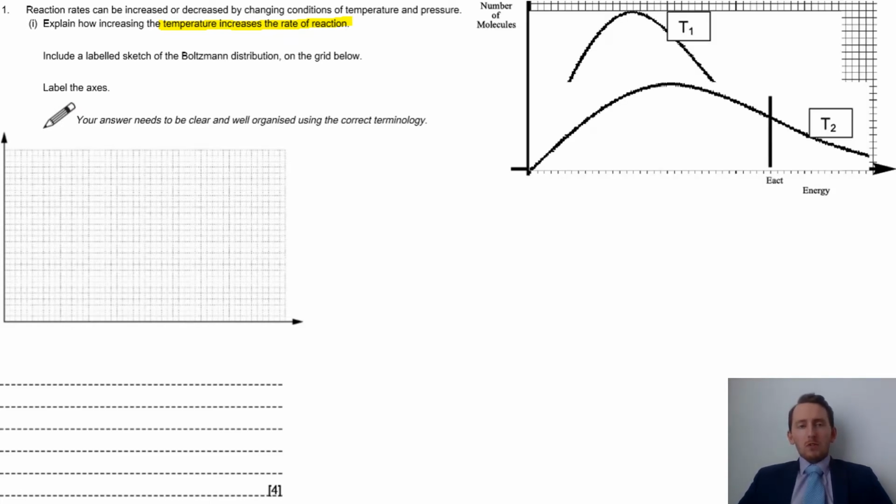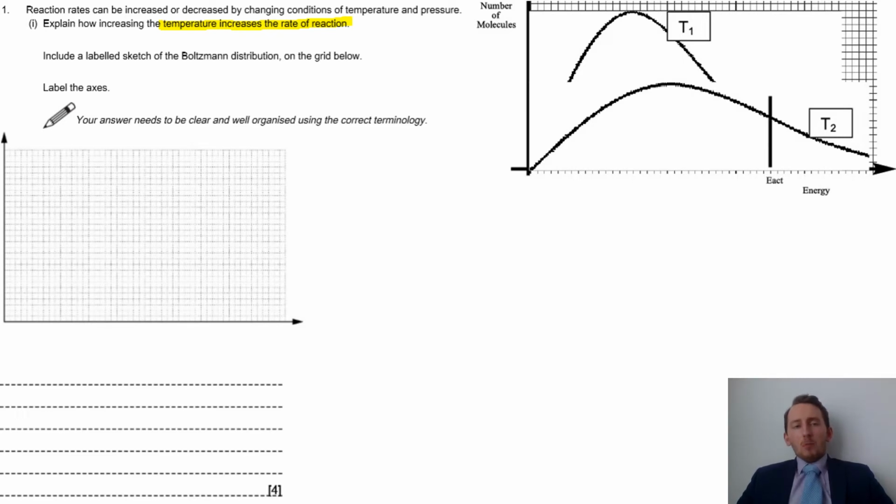So for our sketch, we need to make sure we have two curves. To start off with, draw your Boltzmann distribution curve as you normally would. In this example with these answers, that would be T1, the normal temperature. In this particular mark scheme they haven't continued it all the way down to the x-axis, but that line should go all the way down to where the x and y axes meet at the very bottom, and then continue on as well.